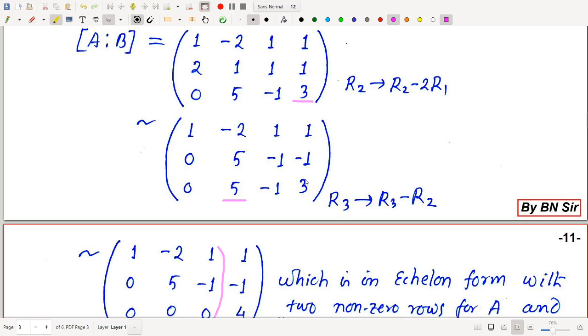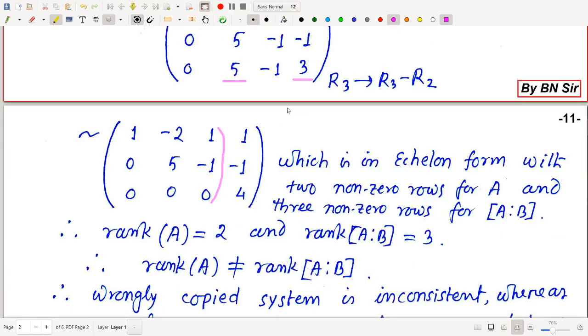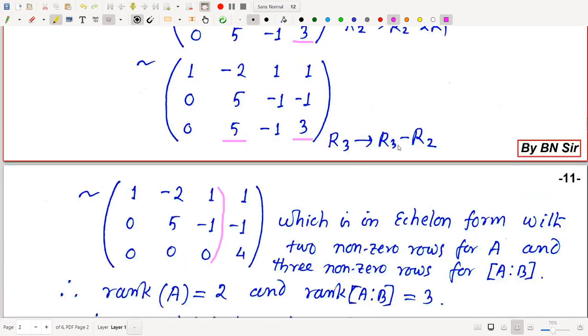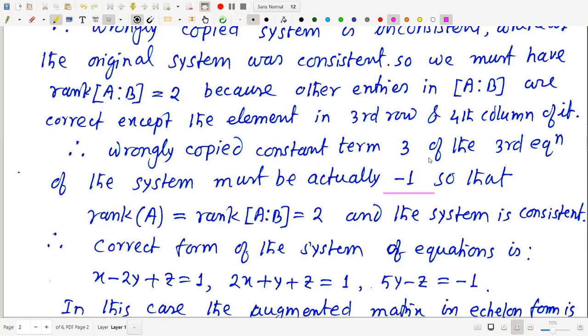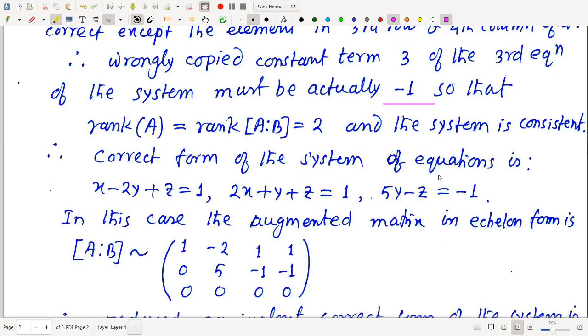See, this 3, if it is -1, it will remain here also -1, and in that case -1 minus -1. Here we have applied the operation R3 minus R2. So -1 minus -1 will give us 0. So the wrongly copied constant term 3 of the third equation of the system must actually be -1, so that in that case rank A and the rank of the augmented matrix will both be 2, equal, and the system is consistent. Therefore the correct form of the system of equations is: first equation, second equation as written, only the third equation we have written as 5y minus z equal to -1. This is the correction.